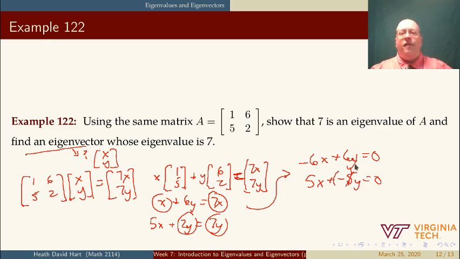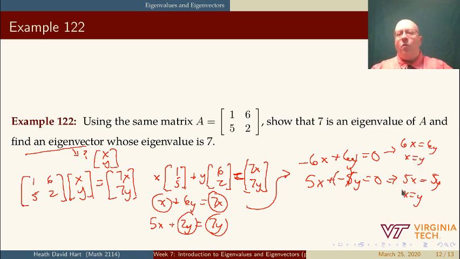So negative 6x plus positive 6y is 0, and 5x plus negative 5y is 0. Well, if 5x plus negative 5y is equal to 0, that's the same thing as saying 5x equals 5y. So x equals y. And that's what this equation is saying. If I add 6x to both sides, 6x equals 6y, and so x equals y.